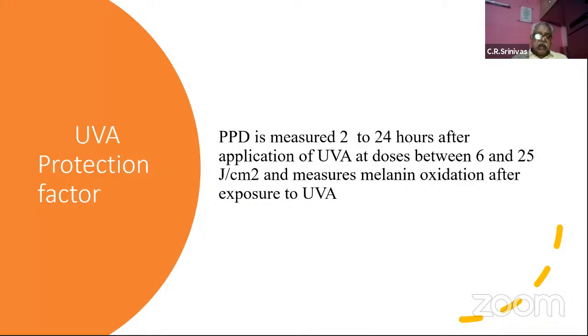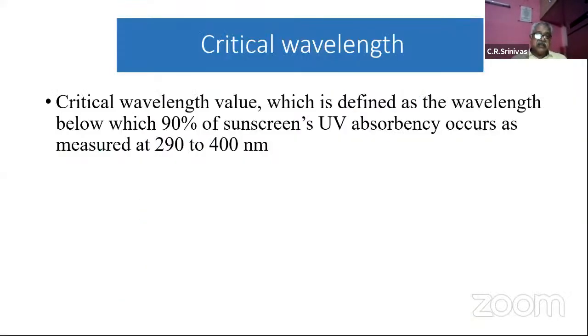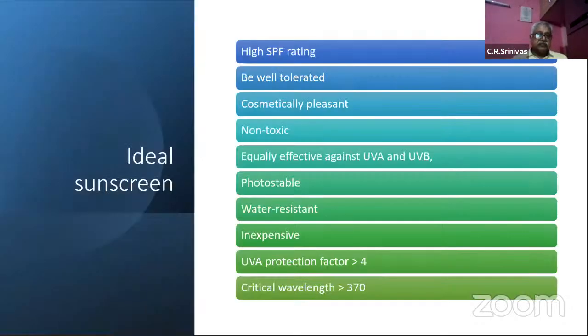So for UVA, we use the pigment darkening, the tanning effect, which we see instead of the erythema, which cannot really be elicited. Then we apply the sunscreen and do the PPD. Then there are other ratings, like Boots star rating for UVA. So these are the protective factors for sunscreen. Critical wavelength is defined as the wavelength below which 90% of the sunscreen's UV absorption occurs, as measured between 290 and 400 nm. That means for each sunscreen there is a critical wavelength, and it should absorb that much amount of sunlight. So sunscreen should have this ideal quality.